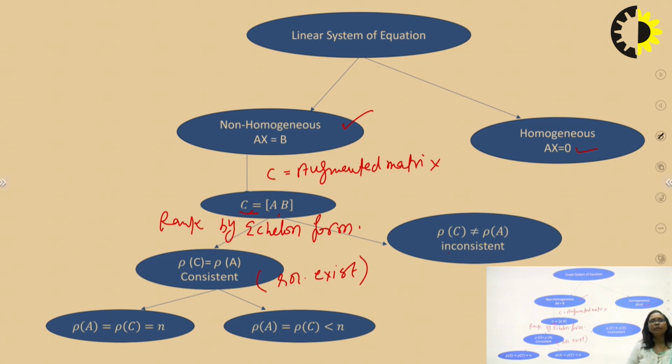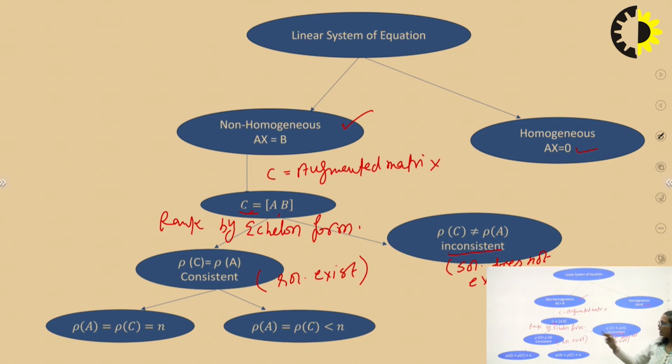So the condition for the solution to exist is that the rank of the coefficient matrix must be same as the rank of the augmented matrix. For the second case over here, the rank of the augmented matrix is not equal to the rank of the coefficient matrix, then we say that equations are inconsistent. Inconsistent means solution does not exist. So in this case, the solution does not exist.